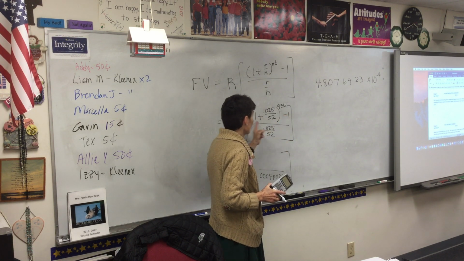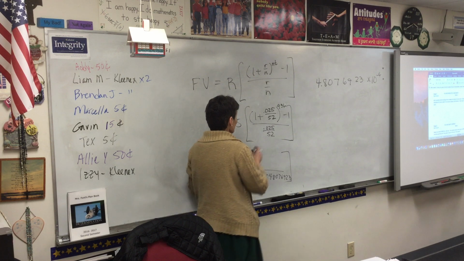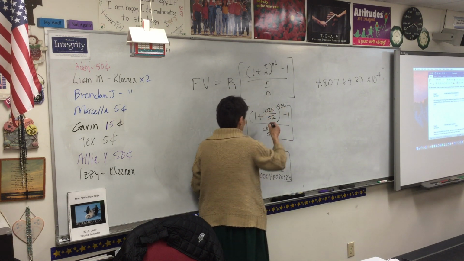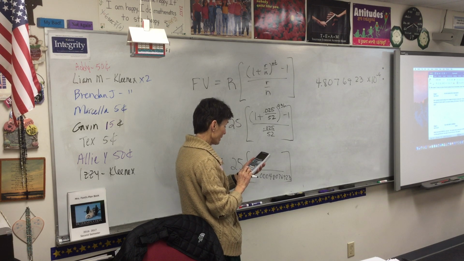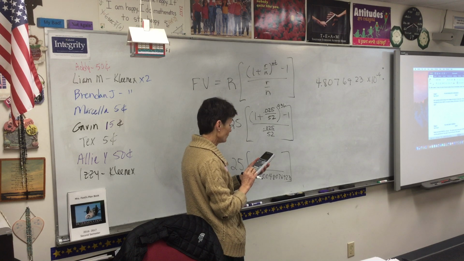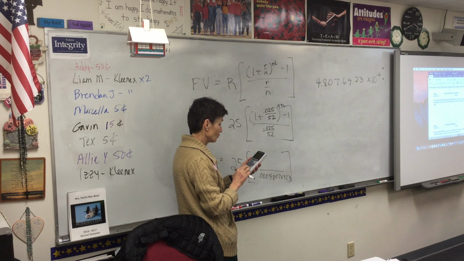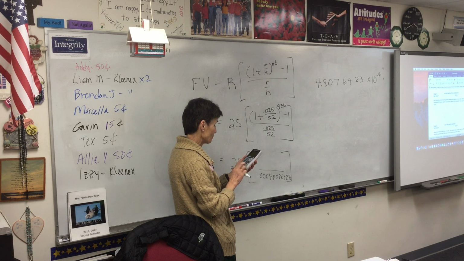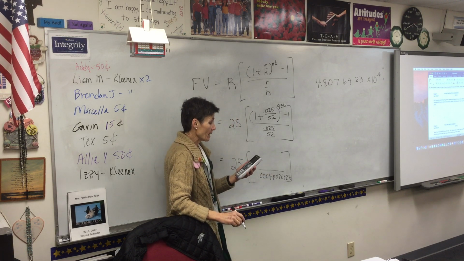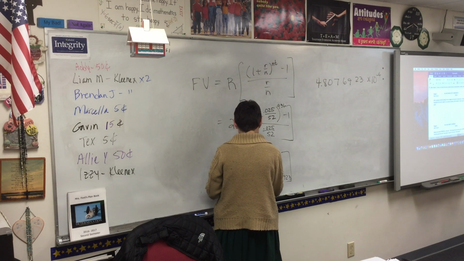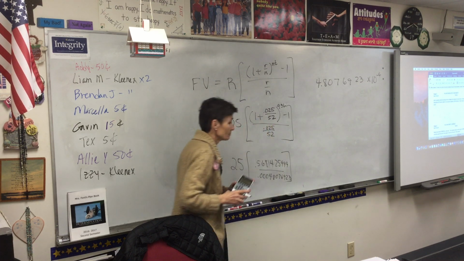So now I'm going to type in my numerator, which I am able to do all in one fell swoop, just this part right here. So I'm going to type parentheses 1 plus 0.025 divided by 52, close the parentheses, raise to the 936th power, and subtract 1 and hit equals. So I got 0.5681425999.